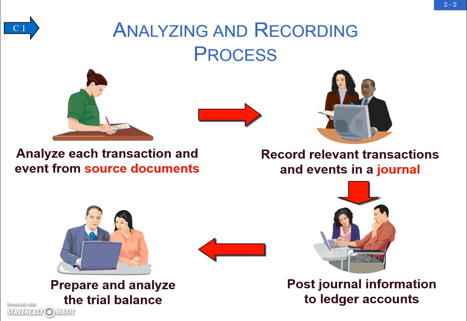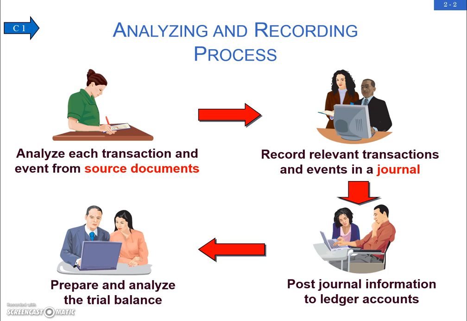Next thing to do is, of course, record the relevant transactions. Anything that impacts the finances or financial well-being of the company is something that we need to record, and we would record that in a journal. Once we record things into a journal, we would then move down to step 3, and we would post, or really move, what we recorded into our general ledger accounts.